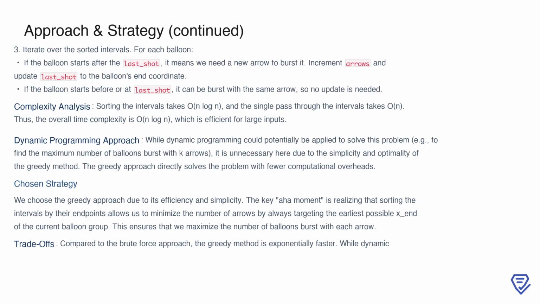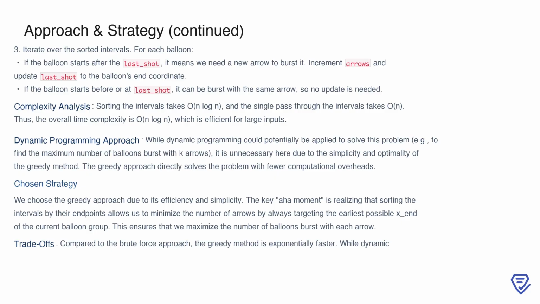As we iterate through the sorted intervals, we check the starting point of each balloon. If the start of a balloon is after the last underscore shot, it means the balloon cannot be burst with the previous arrow. In this case, we fire a new arrow, increment the arrow's count, and update last underscore shot to the current balloon's end coordinate.